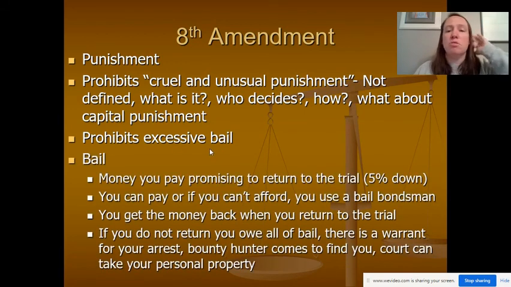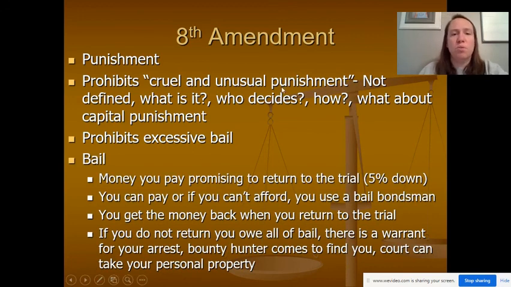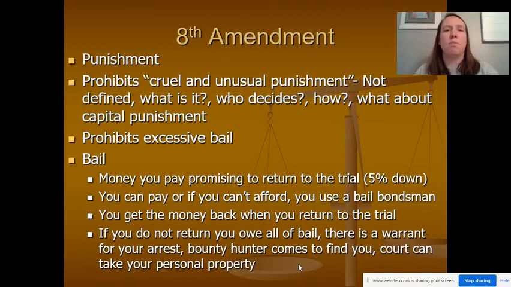Here's how bail works. You do not have to write any of this down. Really, all you need is cruel and unusual punishment and excessive bail. But in case you didn't know how bail worked, I put this for you. It's basically you pay money promising to come back. So they arrest you and put you in jail, and there's bail. But your trial's not going to be for a couple months. If you don't want to sit in jail for a couple months, you can pay this money, go home, and then you promise to come back when it's your trial.